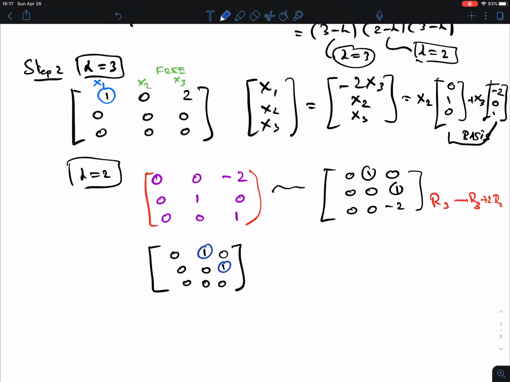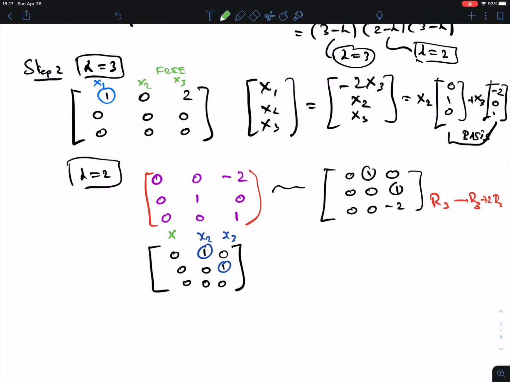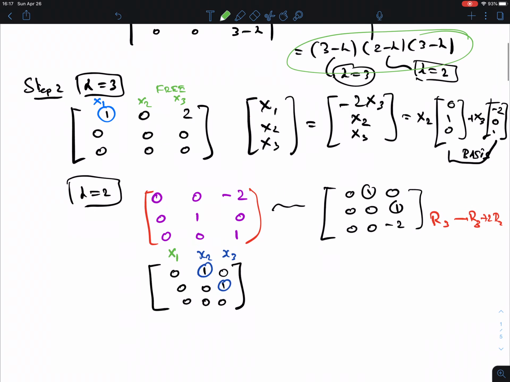Let's look at what we have. We have two pivot variables, x2 and x3, and we need to have this, otherwise something was wrong, one free variable. And it can never be more than one, because lambda equals 2 was a single solution here. The factor was with multiplicity 1. That's the way that we express this.